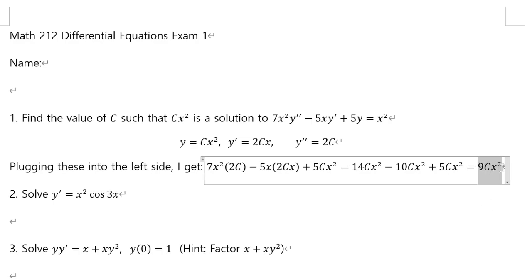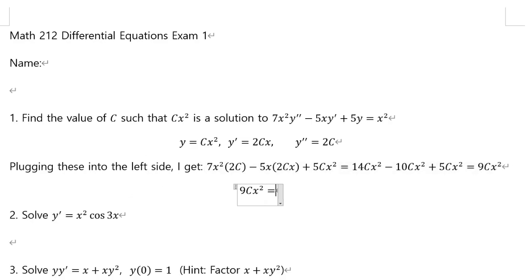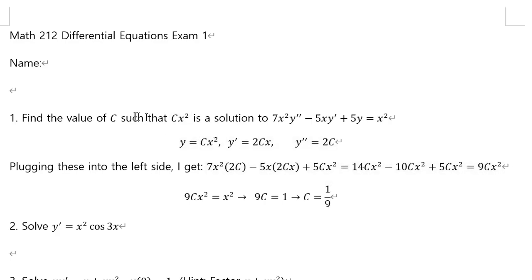And because I need this to equal the right side, I must have 9cx squared equals x squared, and that says that 9c must equal 1 after dividing by x squared both sides, and I see that c is equal to 1/9. Okay, now since the question was just asking for the value of c, this will be the final answer. But if you want to know what the meaning of this is, we see that 1/9 x squared is actually a particular solution for this one. That's the achievement we just made.